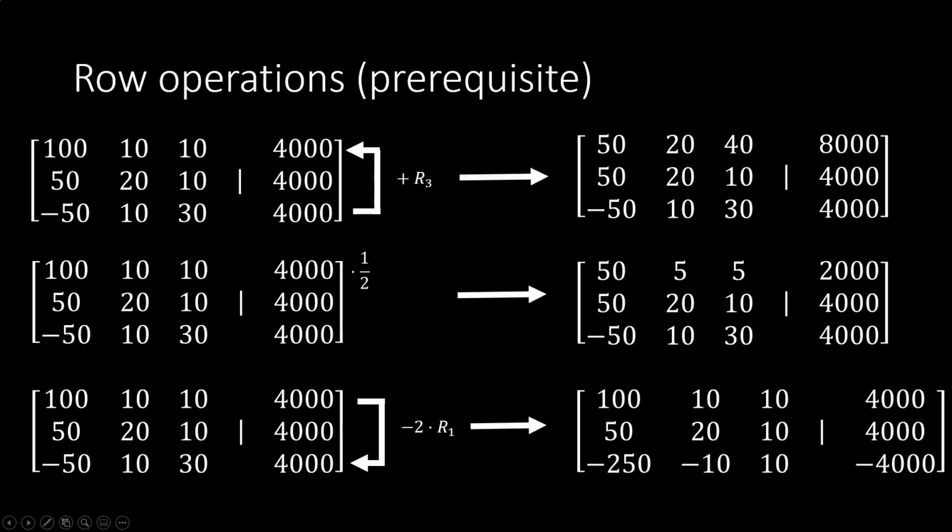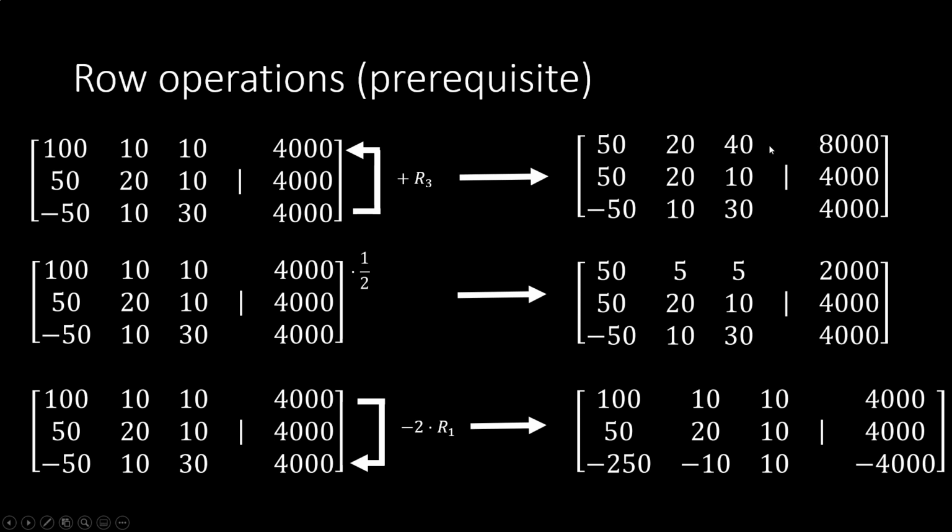The other prerequisite is row operations. When you have it in matrix form, what you can do is take, for example, this row 3 and add it to the first row. So in this case, we take the third row and add it to the first row: minus 50 plus 100, still minus 50; 50; 10 plus 10, 20; 30; 10; 40; 4,000; 4,000; 8,000.